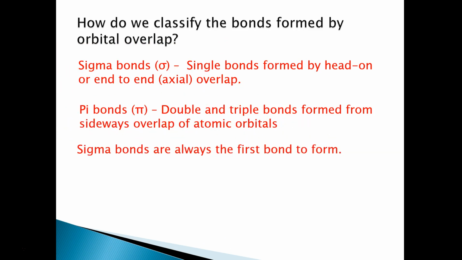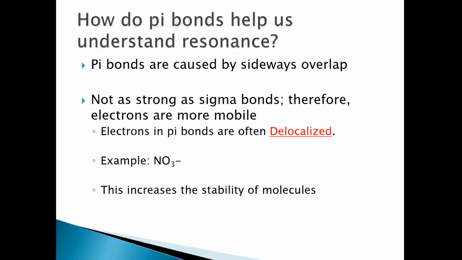Okay, so sigma bonds are always the first bond to form, and that's really, really important, because if you have a double bond between two atoms, that double bond will consist of one sigma bond and one pi bond, because the sigma bond always forms first. If you have a triple covalent bond, then the bond will consist of one sigma bond and two pi bonds.